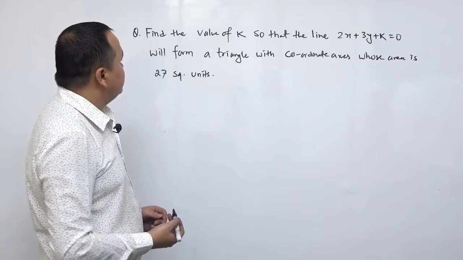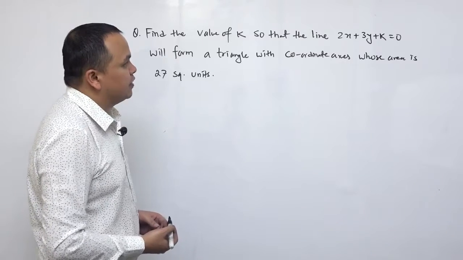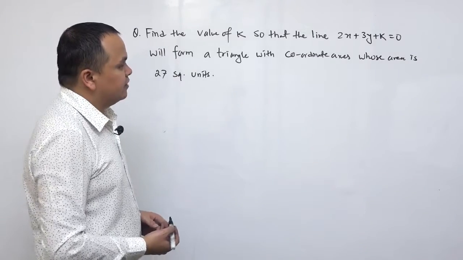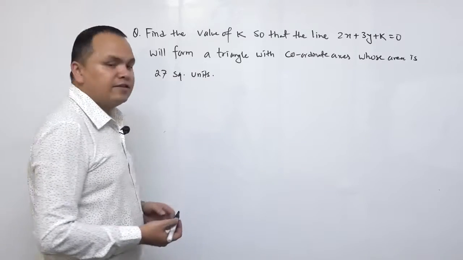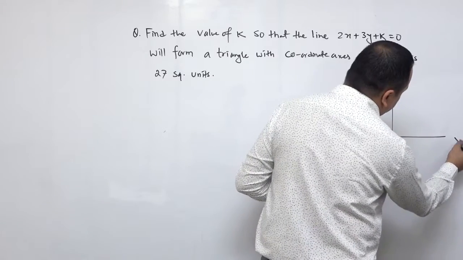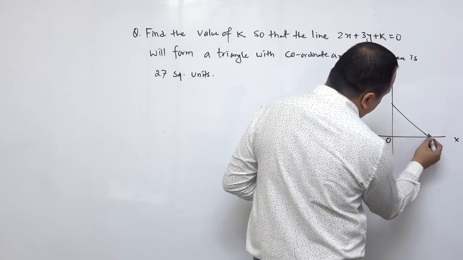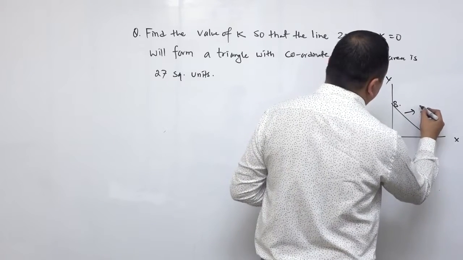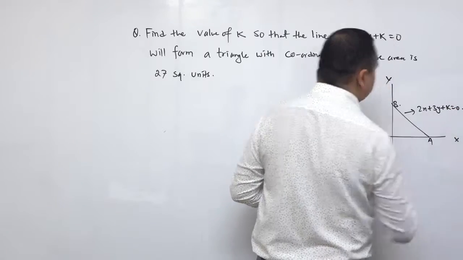We have another example. Find the value of k so that the line 2x plus 3y plus k is equal to 0 will form a triangle with the coordinate axes, that is x-axis and y-axis, whose area is 27 square units. Suppose this is x-axis, y-axis, this is origin, and this is AB. The equation of AB is 2x plus 3y plus k is equal to 0.